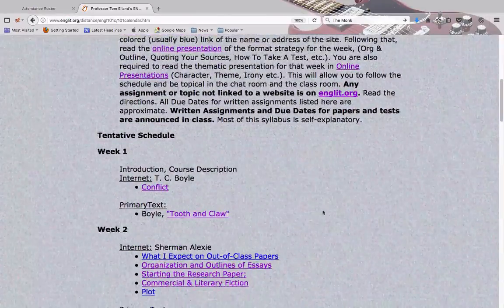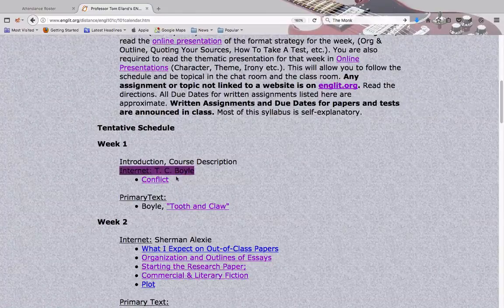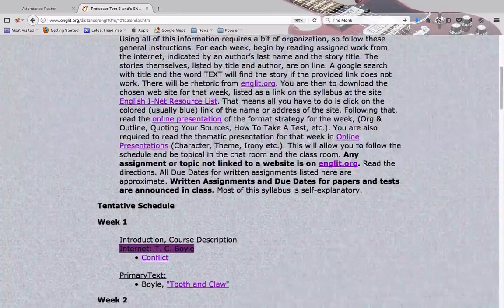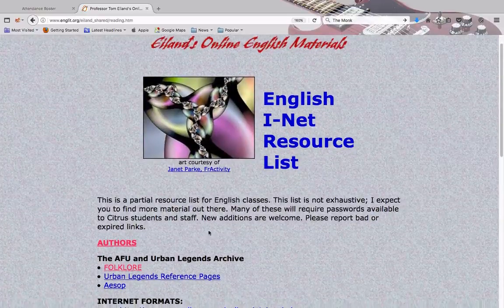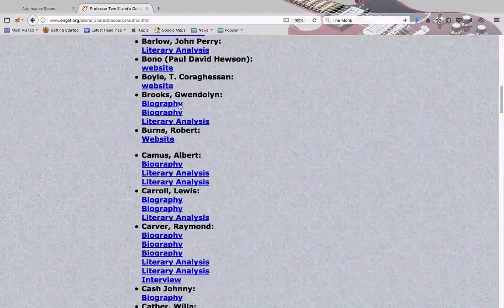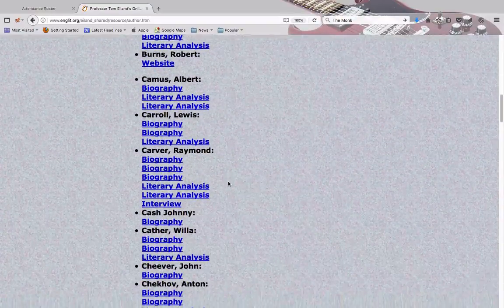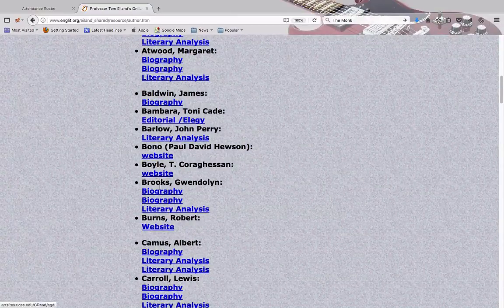And when you are looking down at the things that are on the list, there are basically four things that you're looking at. The first is going to say internet and it's going to have an author's name. That's because what I want you to do is go to the internet, either go out to a Google search or go to the iNet resource list and look for your author in the authors section. Most of the authors that we use in this class are listed here. And in fact, there's the one for T.C. Boyle.